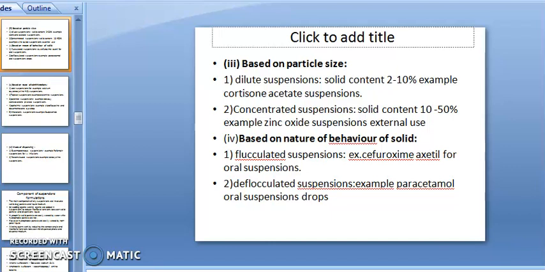Based on nature of behavior of solid, flocculated suspension, example ciprofloxacin acetate oral suspension. Flocculated suspension is a suspension in which the solid particles are loosely aggregated to form a network-like structure. That is called flocculated structure. For deflocculated suspension, example is paracetamol oral suspension. Deflocculated suspension means the drug particles are individual entities. They are individual entities. This is called a deflocculated suspension.